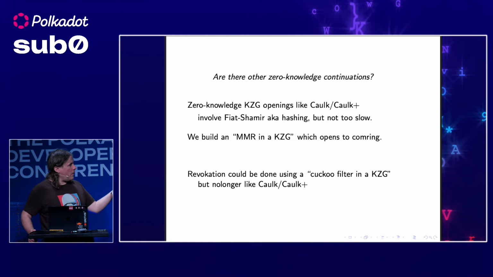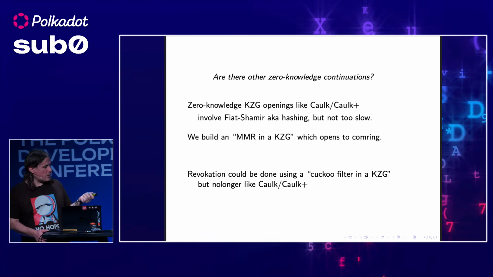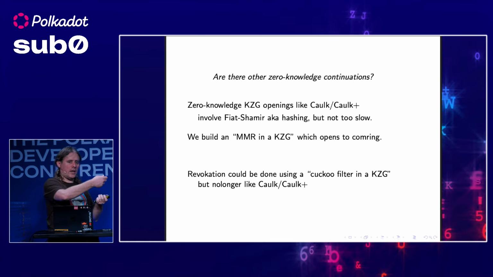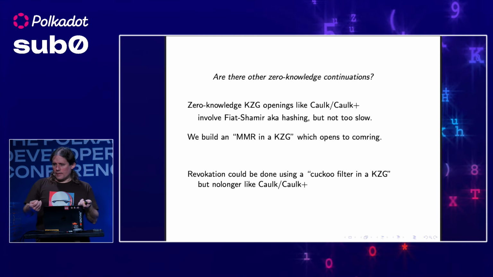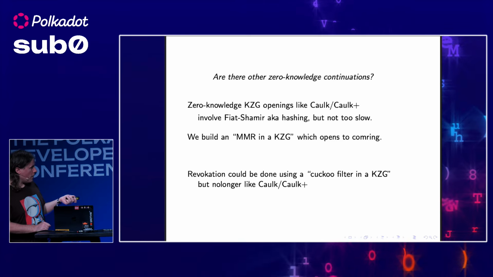There's another kind of thing. I figured out a crazy way to do revocations, which somebody can talk about later, but essentially it's doing a cuckoo filter in a KZG, which means that you could remove things from the chain, or from the list, without giving up this append-only quality, which is very nice, from the MMR.